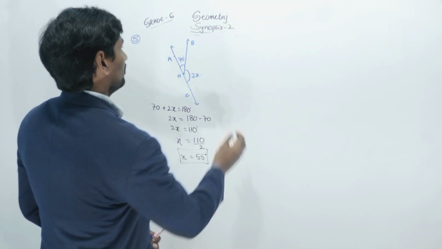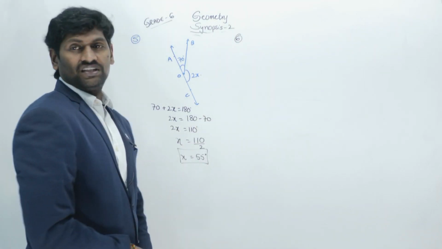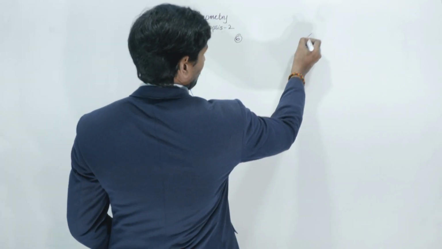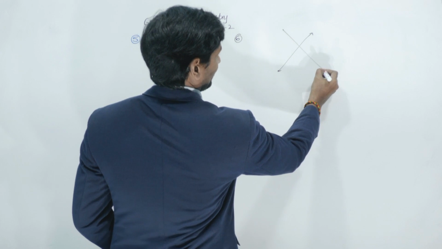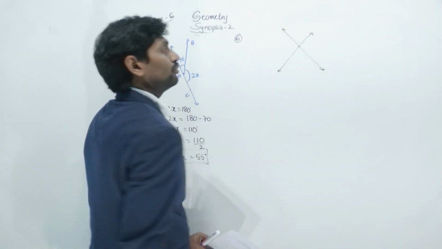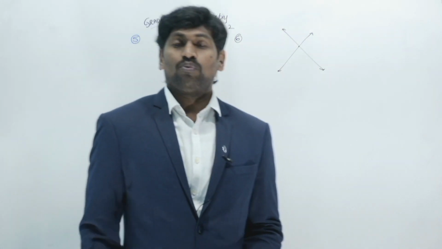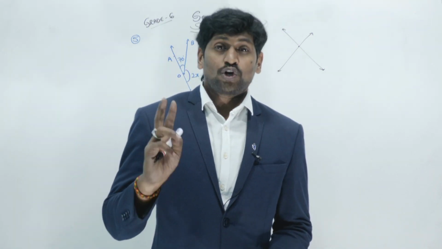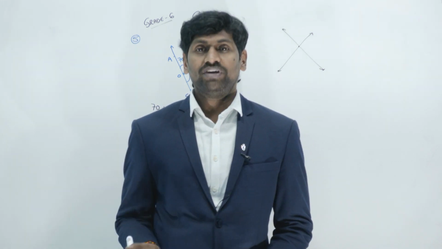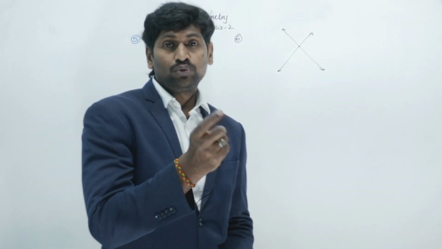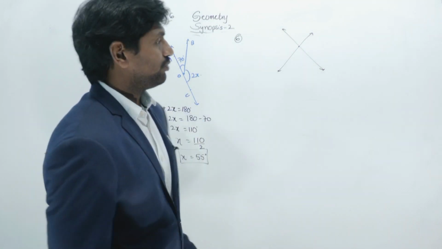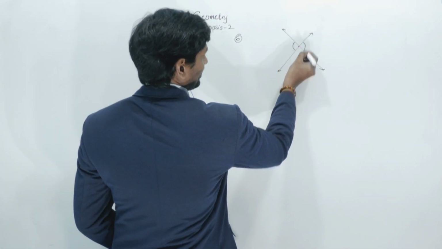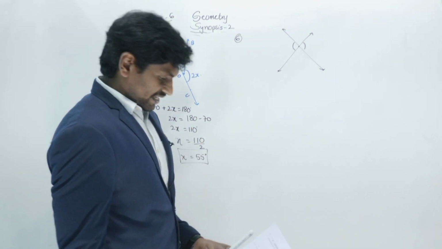Next problem. Problem number 6, I think. Yes, it is also a diagram. Two straight lines intersect at a point. I told you yesterday, in the previous class, that when two lines intersect at a point, they form two pairs of vertically opposite angles, and the two are equal. Opposite angles are equal. That means left and right angles are equal, and top and bottom angles are also equal.